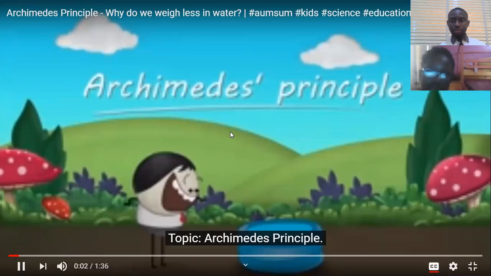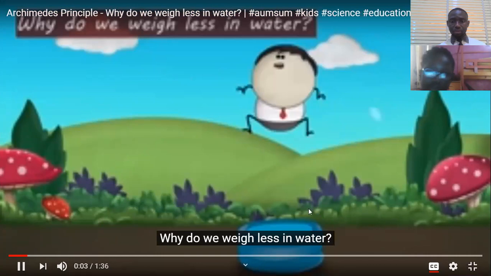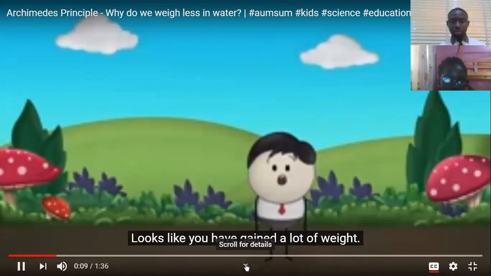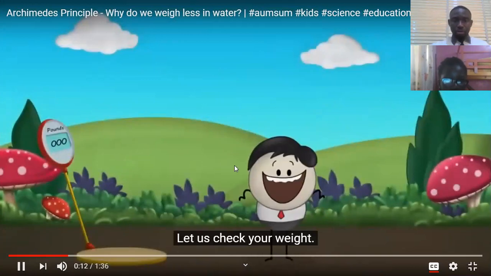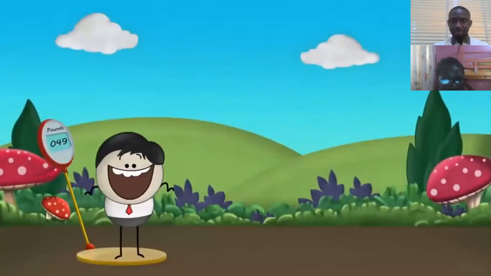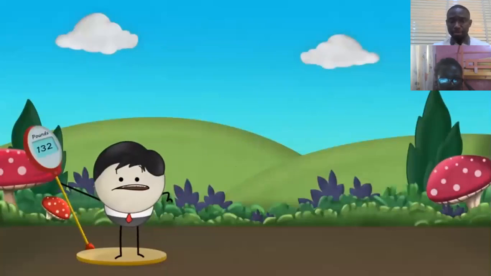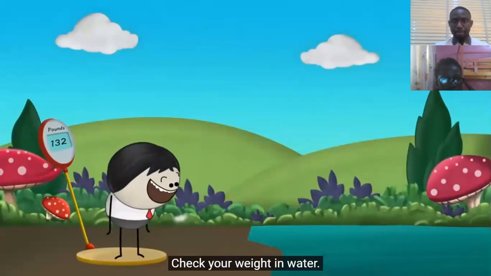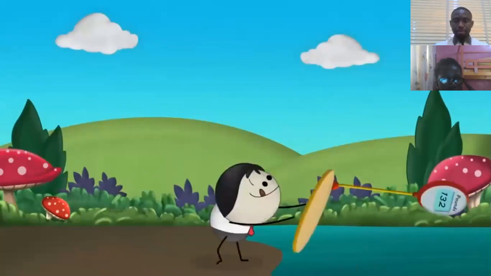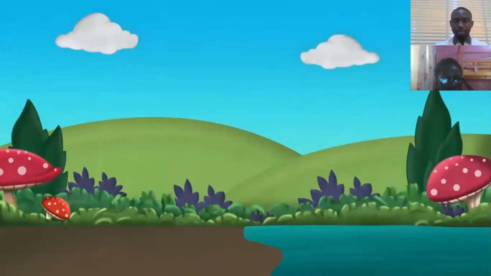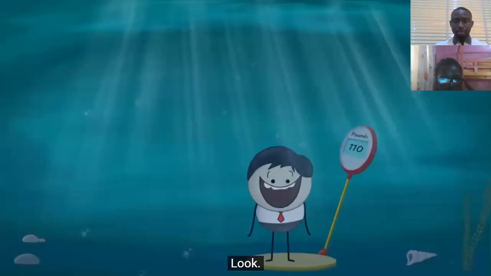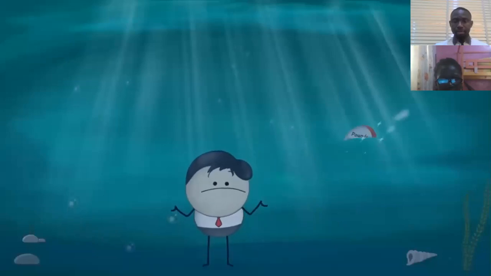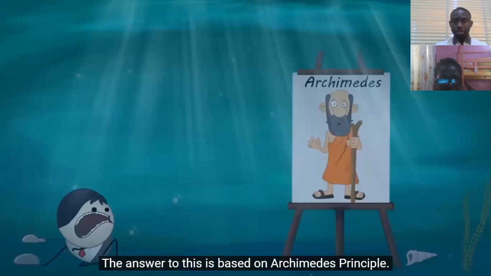Why do we weigh less in water? Hey, looks like you have gained a lot of weight. Come on, let us check your weight. You weigh 132 pounds. All right, don't get stressed. Check your weight in water. Oh, look, it is much lesser. Do you know why you weighed less in water? The answer to this is based on Archimedes' principle.